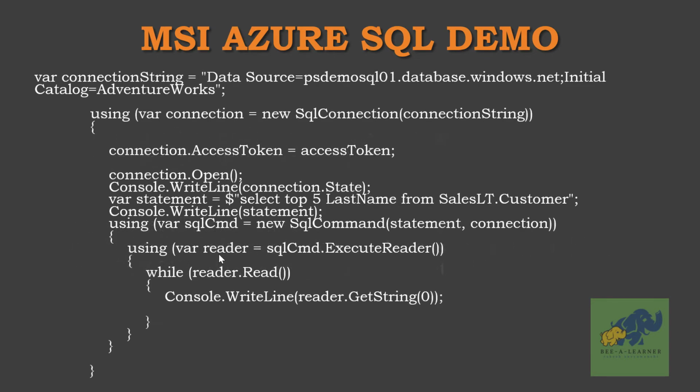This is the sample code which demonstrates how you connect to the SQL Server. In our previous screen, we captured the access token. Now in this line, we take the access token, and once you have the access token assigned to your connection, you can open the connection, write the query, and read the data. This is what you do in your previous cases.